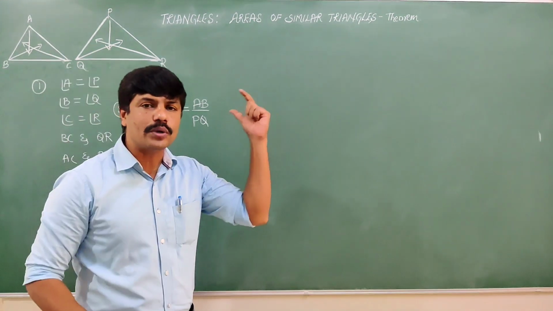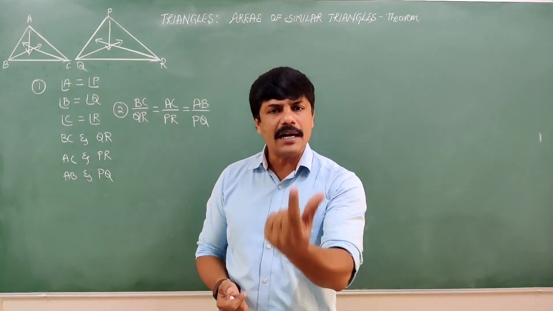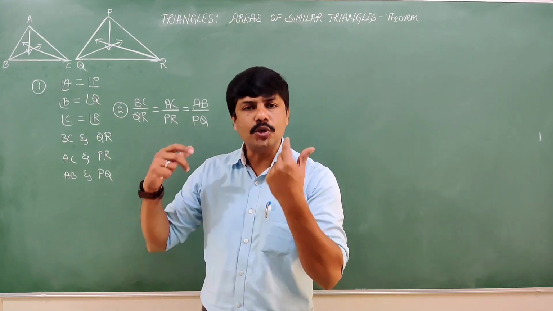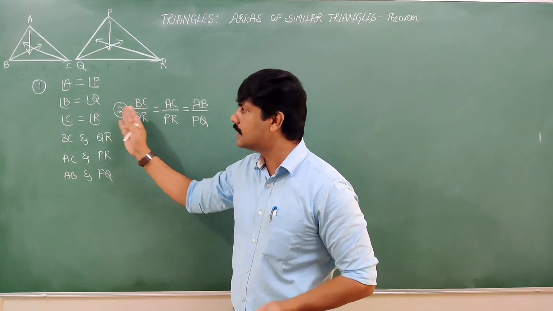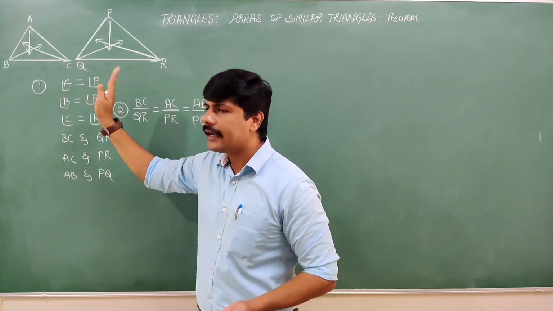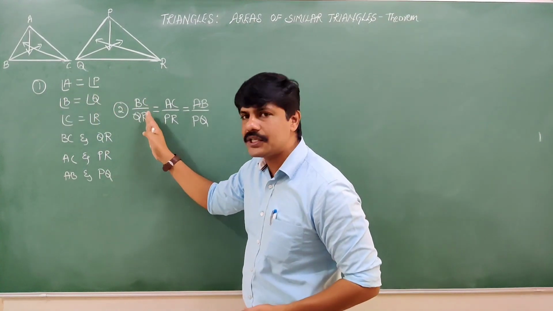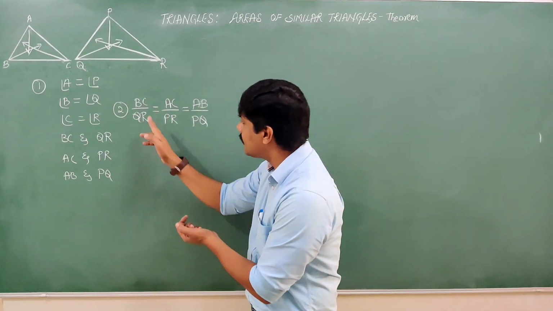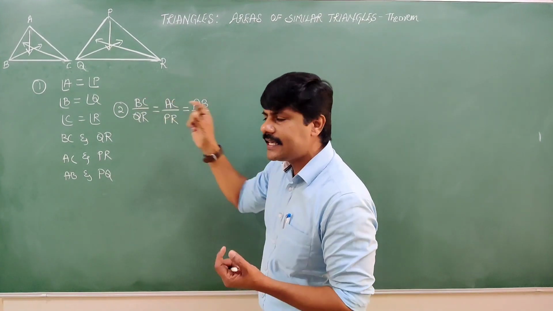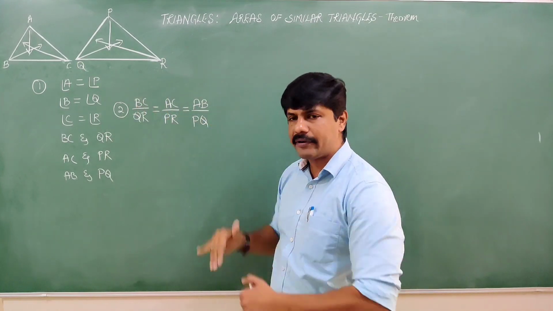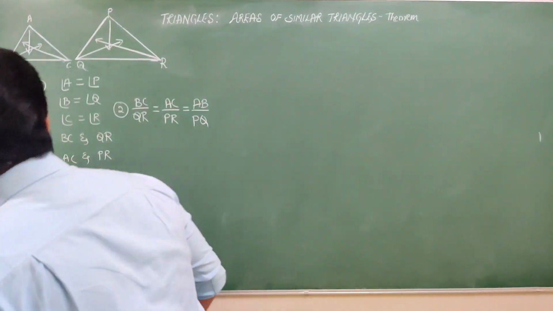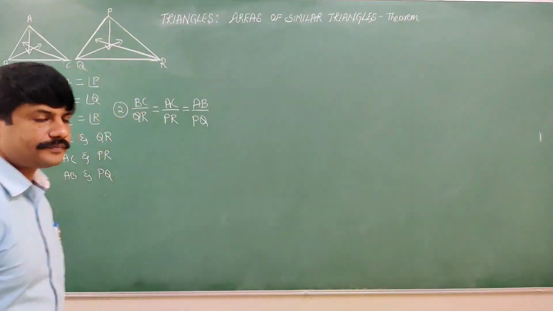The statement says the two triangles are similar triangles. Therefore, when the two triangles are similar triangles, then we can borrow these conditions: corresponding angles are equal, and corresponding sides are in the same ratio. These two conditions we have taken according to the statement.